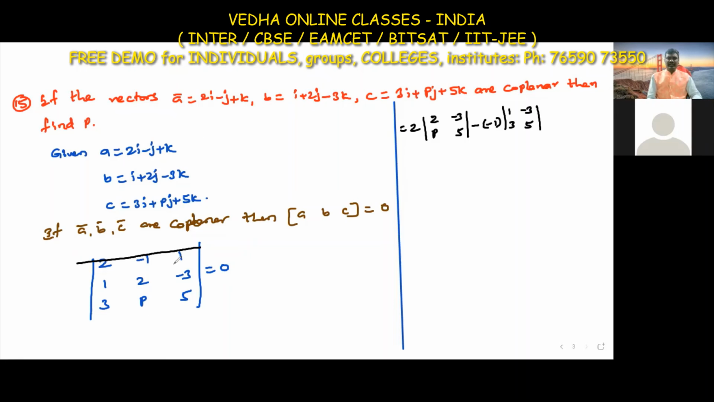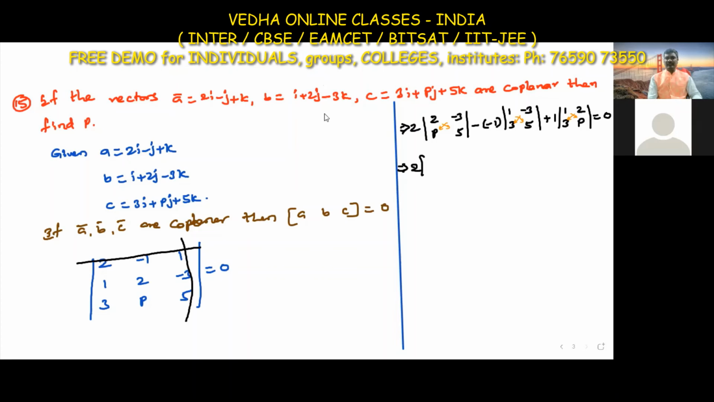After this, take the next element and close that row and column. Then 1, 2, 3, p. This is equal to 0. Now this is equal to 2 into 5, how do we multiply? Cross multiplication: 2 into (5 minus 3 into p), minus of minus 1, 1 into (1 into 5 minus 3 into 3), plus 1 into (1 into p minus 2 into 3).